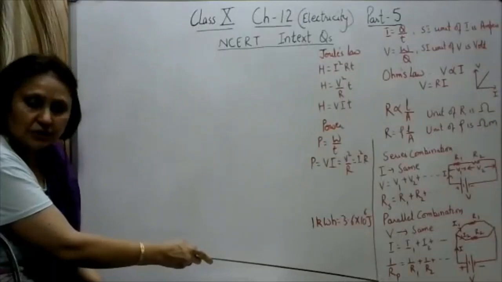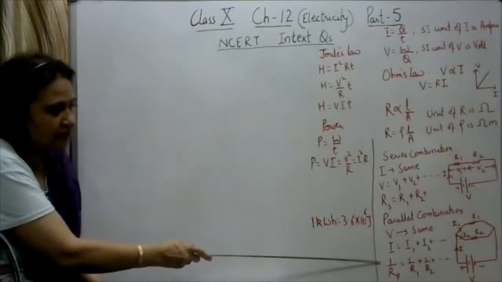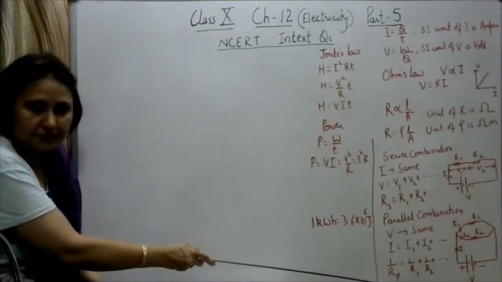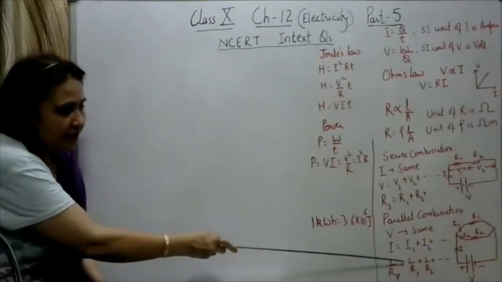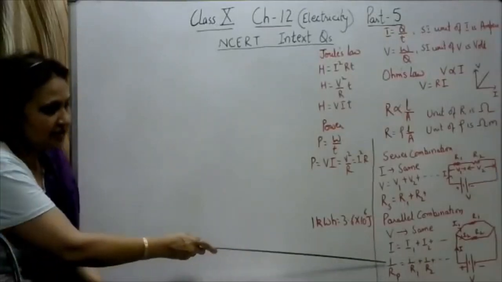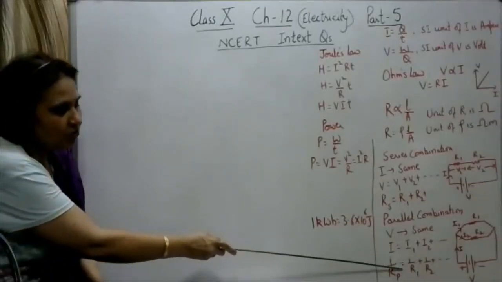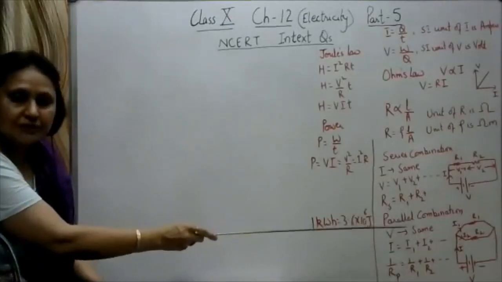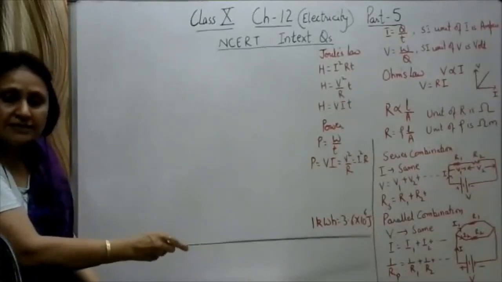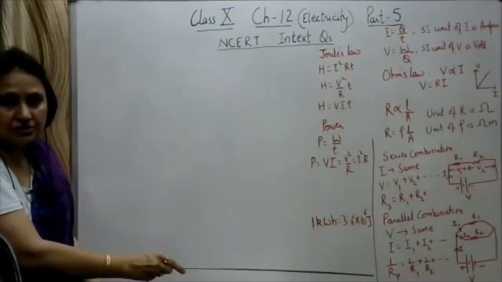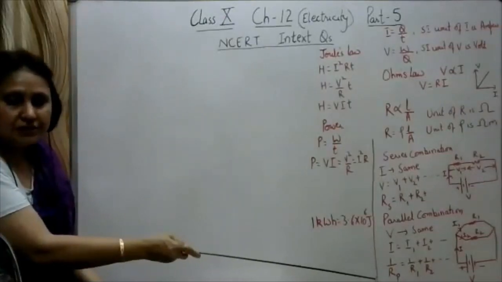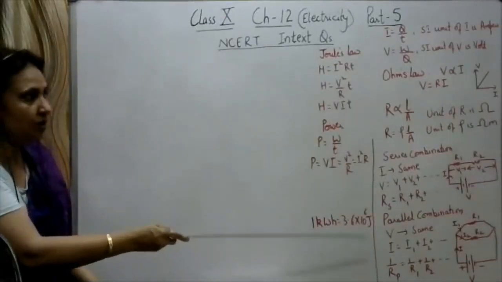But the equivalent resistance is given by this formula, that is the reciprocal of the equivalent resistance, 1 upon Rp. Rp is the equivalent resistance, is equal to sum of the reciprocals of individual resistances. That is 1 upon Rp is equal to 1 upon R1 plus 1 by R2 plus 1 by R3 and so on. So this Rp is less than the least resistance. So Rp is less than any of the individual resistances, that is R1, R2 or R3.